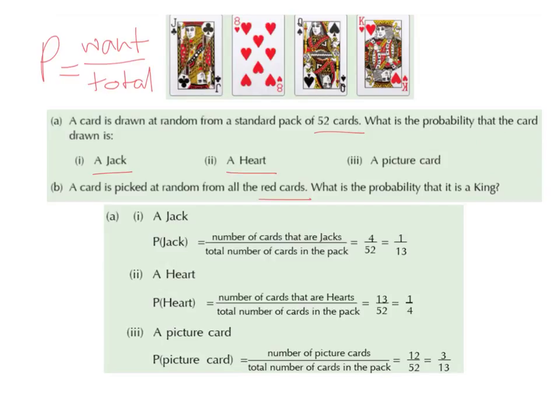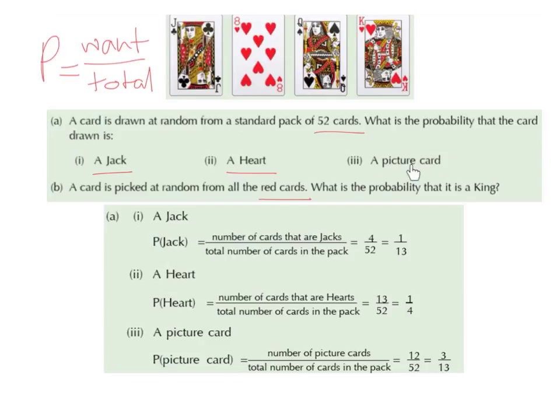Next is a heart. So, how many hearts are there in a pack? The number of cards that are hearts is 13, divided by the total number of cards, 52. 13 divided by 52 is a quarter. And that makes sense because a quarter of the pack are hearts, because there are 4 different suits. There are clubs, hearts, spades, and also diamonds.